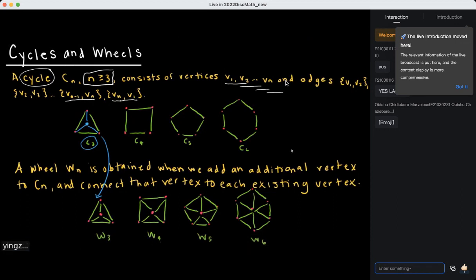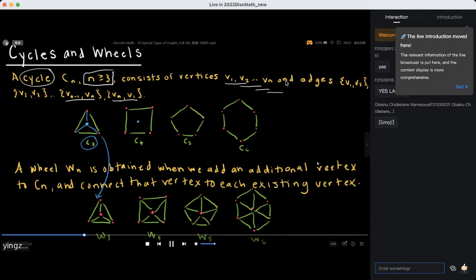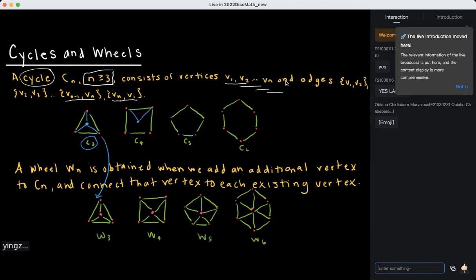Wheel with 3 vertices. And then C4, again, is a cycle with 4. I put another vertex in the middle and connect it, and now all of a sudden it's W4. And so you get the idea here.